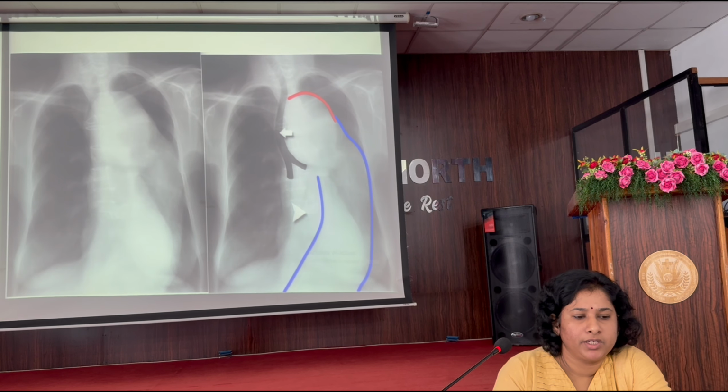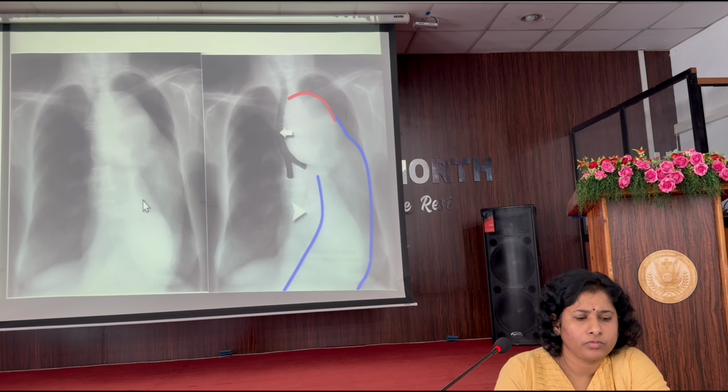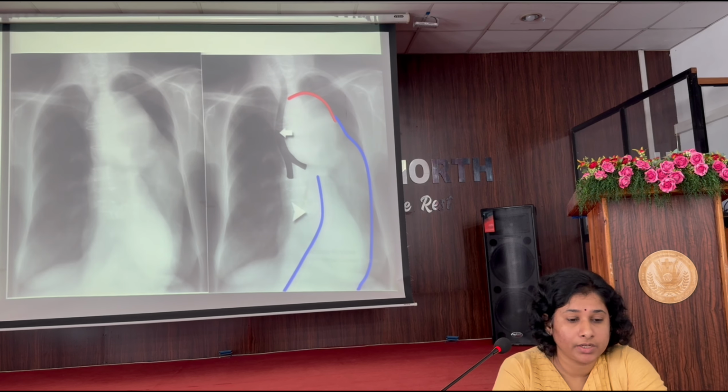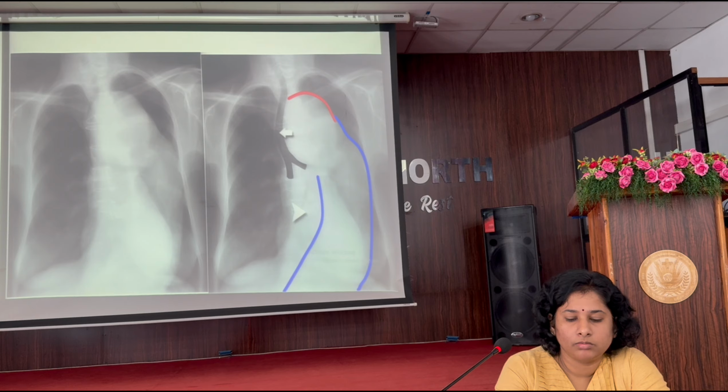So again, this patient after a thoracic surgery came with severe SOB. You can see the heart contour is lost and you can't see the descending aorta properly. The entire cardiac shadow is replaced by this contour. This is due to the descending thoracic aortic aneurysm. It's a large aneurysm causing distortion of the mediastinum.